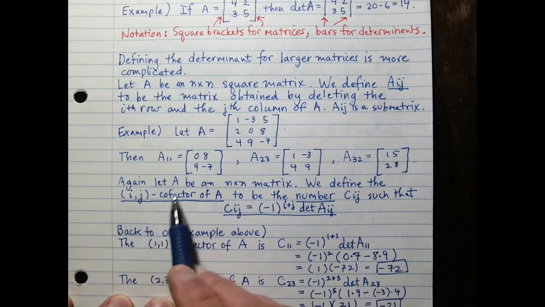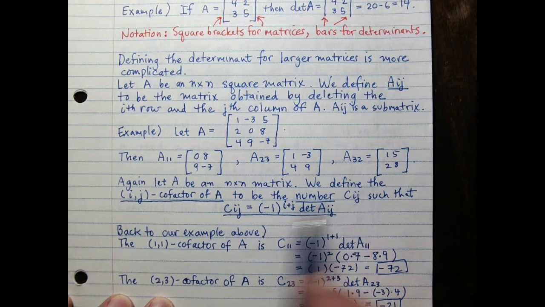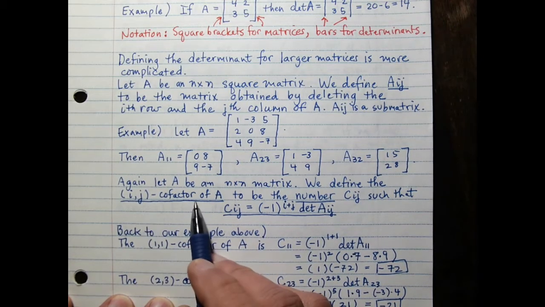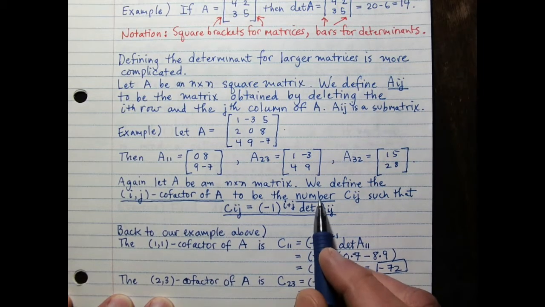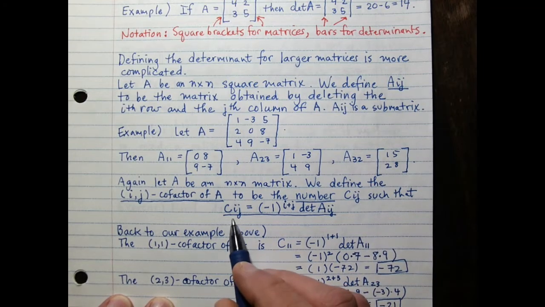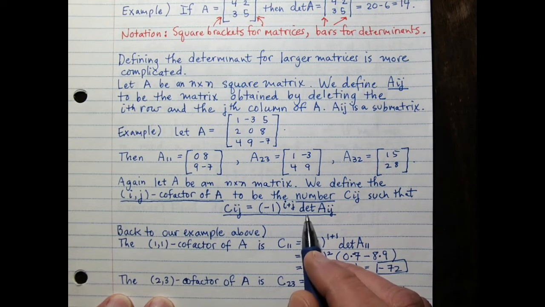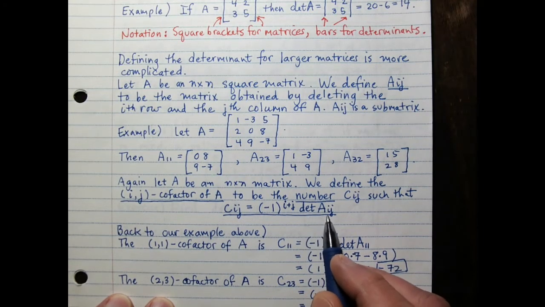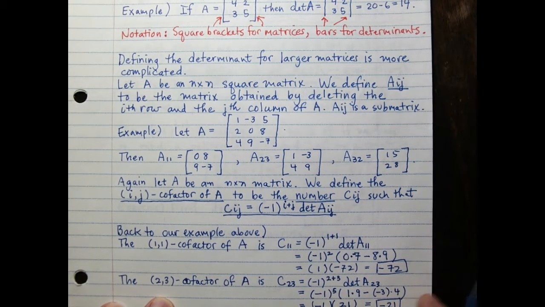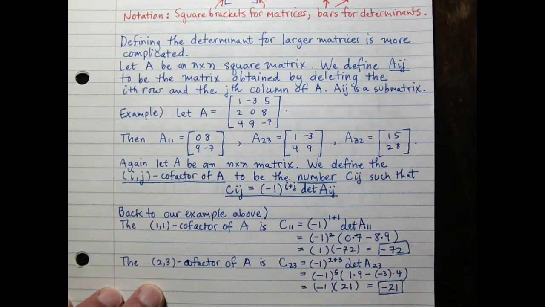So again now, let A be an n by n matrix. We're going to define what's called the ij cofactor of A. This is going to be a number denoted little cij, such that cij is equal to negative 1 to the i plus j power times the determinant of the capital Aij submatrix. Whew, quite a mouthful. We'll see from examples that this isn't all that bad.